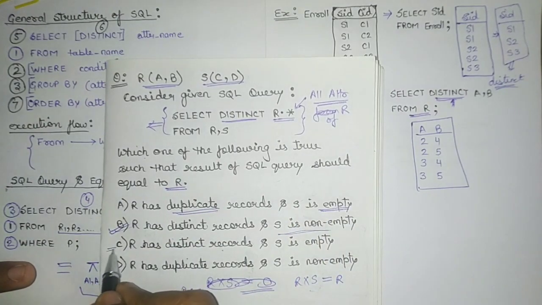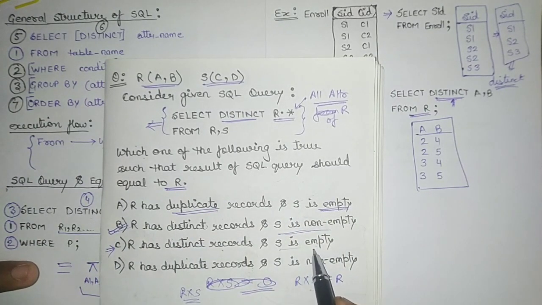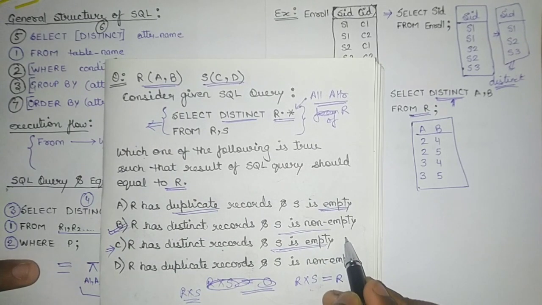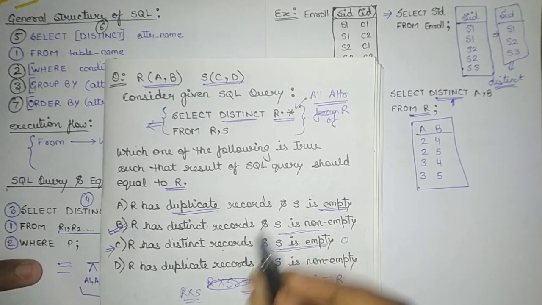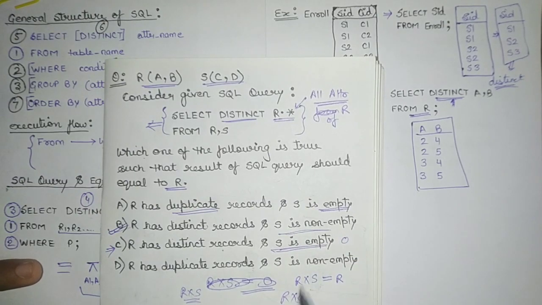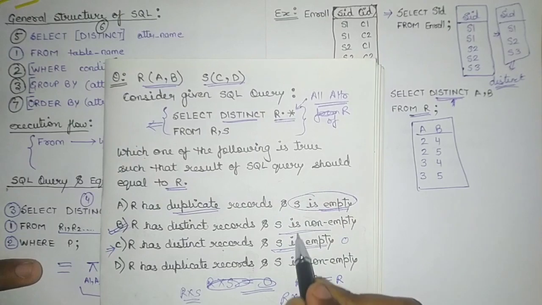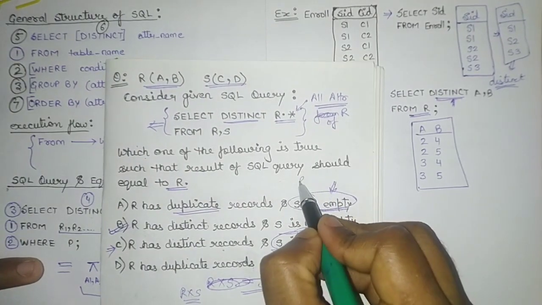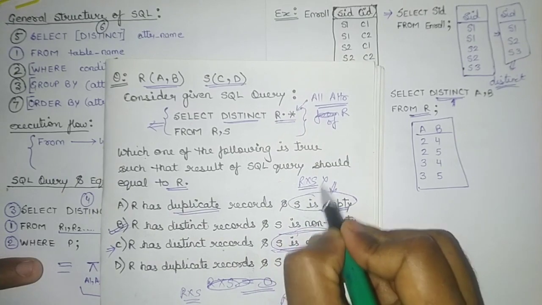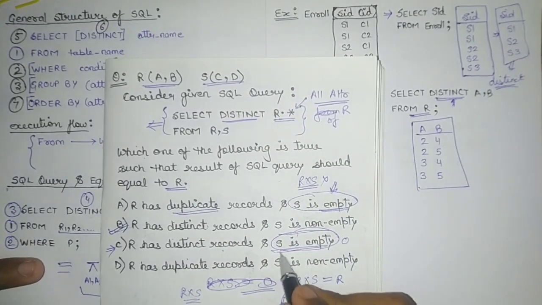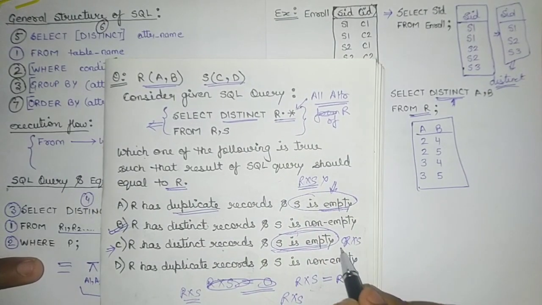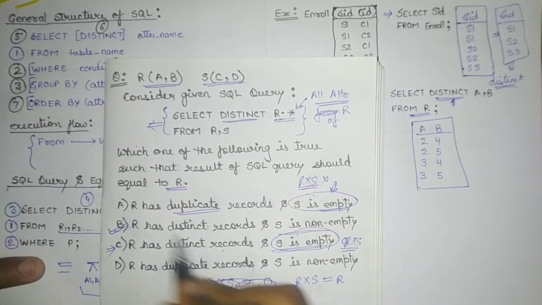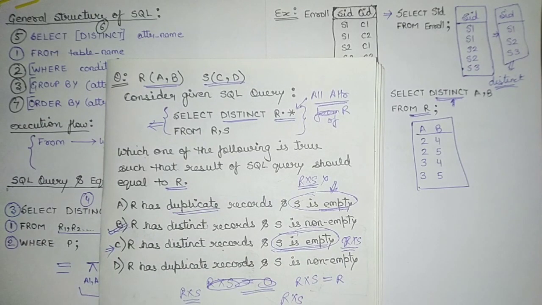Now let's go with the C option. Here also S is empty and R has distinct records. S is empty means S has zero records. I got confused a bit. If S is empty, then R cross S is not possible. Similarly here, if S is empty, R cross S is not possible. Therefore these two options cannot be the answer, right?